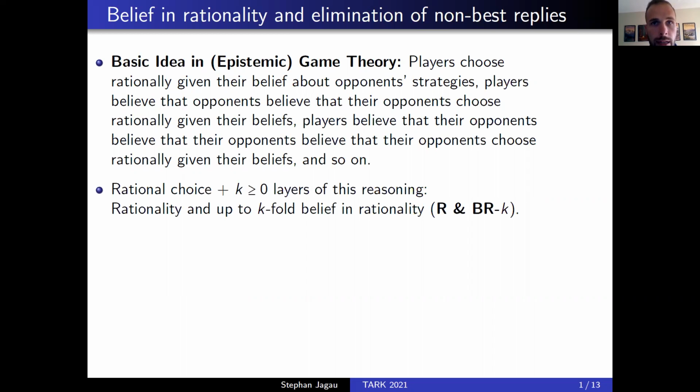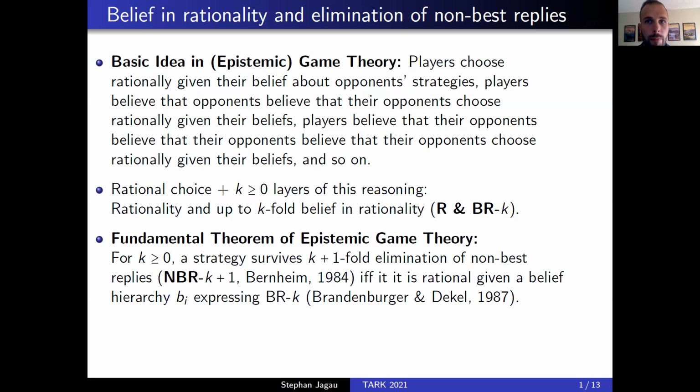And we're going to call k layers of this reasoning plus rational choice, rationality, and up to k-fold belief in rationality. Now, what's called the fundamental theorem of epistemic game theory gives us a pretty intuitive implementation of that kind of reasoning. For any k, a strategy survives k plus one-fold elimination of non-best replies if and only if it is rational for a belief hierarchy that expresses up to k-fold belief in rationality.